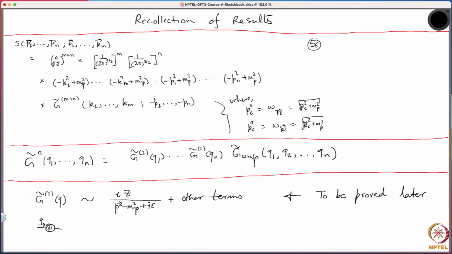So if you had a free theory in which the particles had mass mp, then you would have had i over q square minus mp square plus i epsilon. This should be q because I'm using a q here. But now the difference is that you also have a factor of z, and then other terms which are not singular in q square becoming equal to mp square. That's the difference, but this is almost like what you would have in free theory as far as this term is concerned.